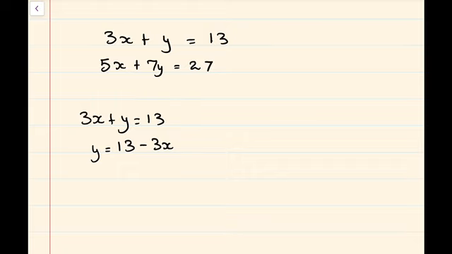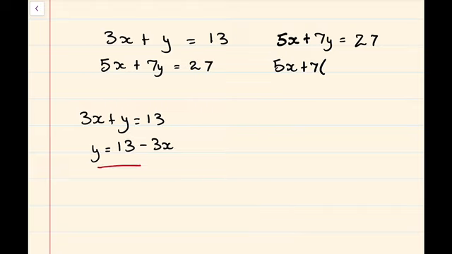And so let's go ahead and use the second equation to solve for x. So 5x plus 7, whatever y is, and in our case y is 13 minus 3x, is equal to 27.